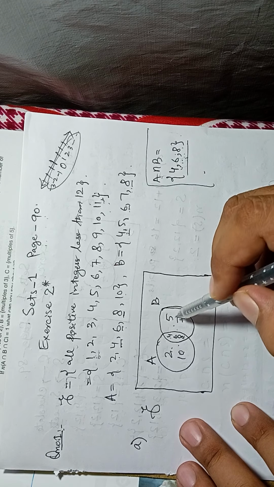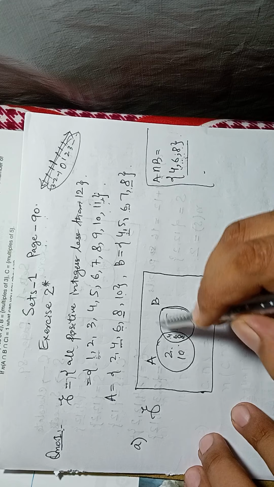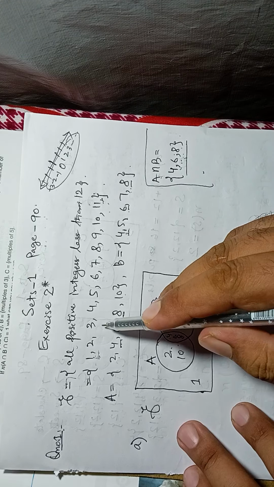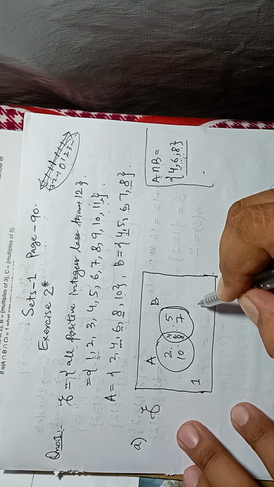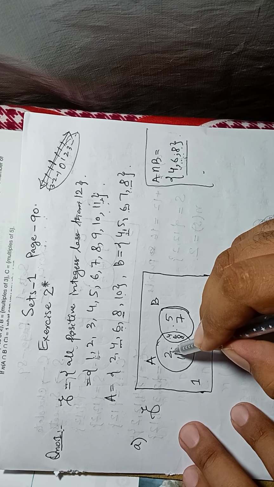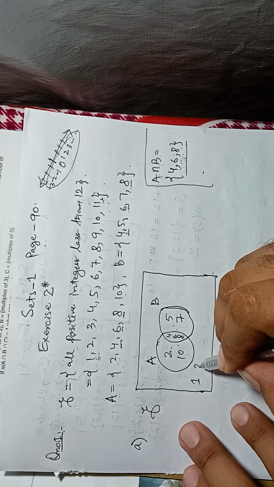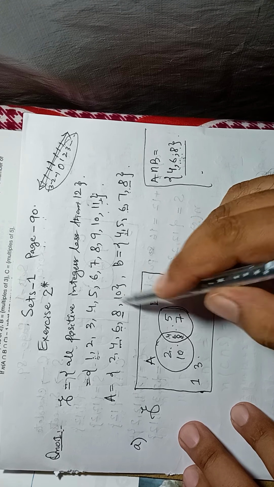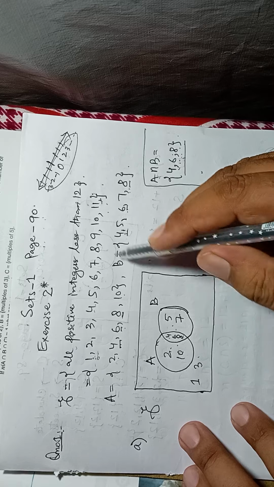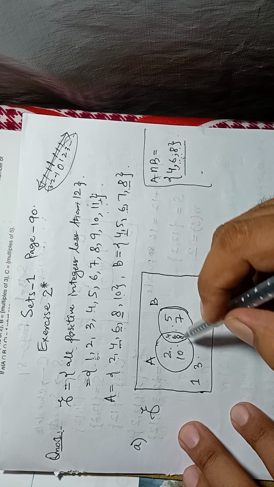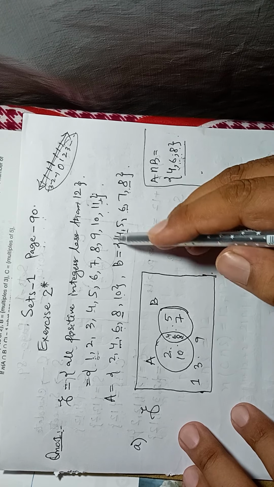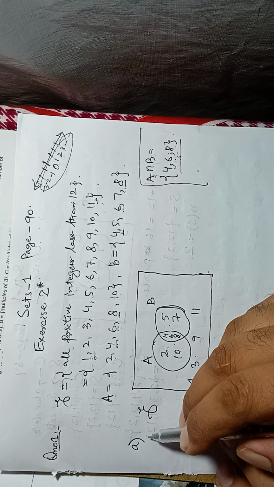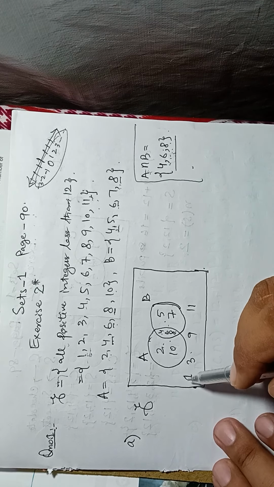First see, 1 is here, I will check here. No, 1 is not written, so I can write here the 1. 2 is here, 2 is written. 3, you can write anywhere in this portion. No, 3 is not there, so I will write here 3. 4 is there, 5 is there, 6 is there, 7 is there, 8 is there, 9 is not there, I can write the 9. 10 is there and 11 is not there, I can write the 11. This is the answer of first part.